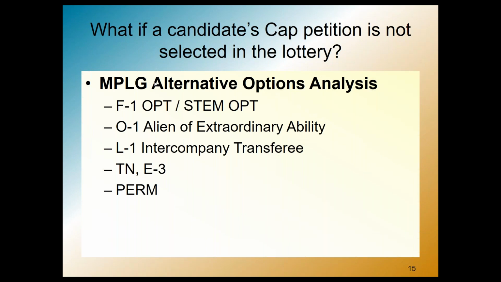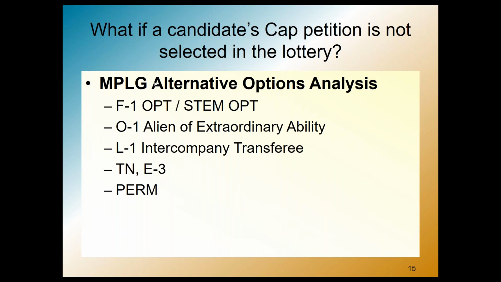We look at, if you have an F1 student, a new F1 post-completion OPT holder who studied in a STEM field, they actually have 3 years of work authorization they can work off of and get 3 bites at the cap apple. So there's that. We can look at resumes for alien of extraordinary ability.